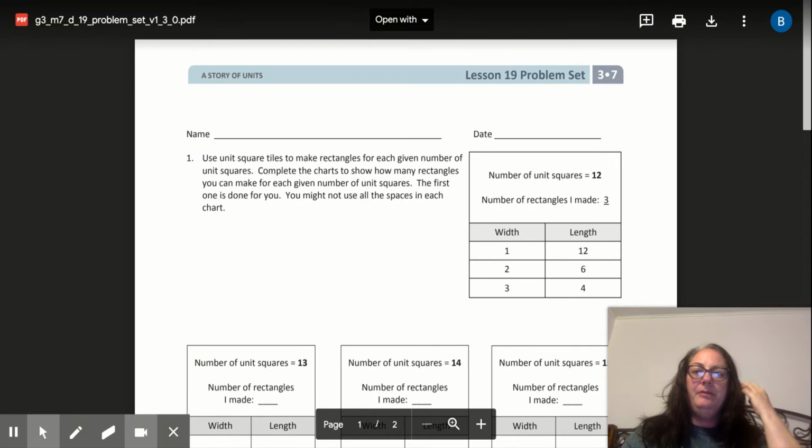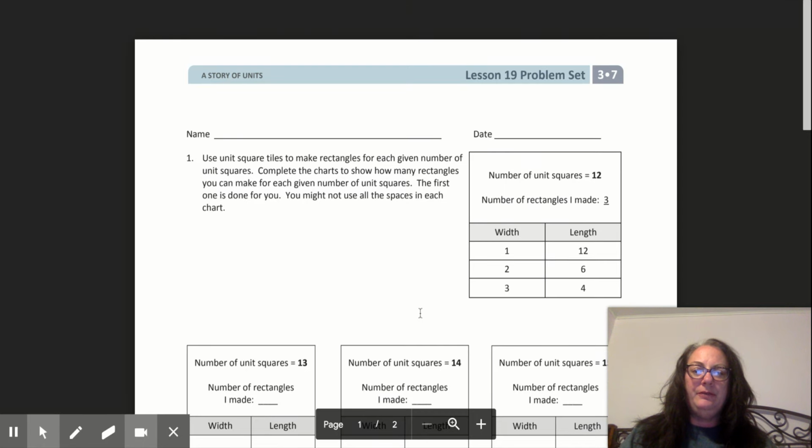Today we're going to do lesson 19, problem set, problem 1 together. What we're going to do is use unit square tiles, but we don't have those. So we're going to have to think about our multiplication tables. We're going to complete the charts to show how many rectangles you can make for each given number of unit squares. The first one is done for you. You might not use all the spaces in each chart. So let's look at the first one.